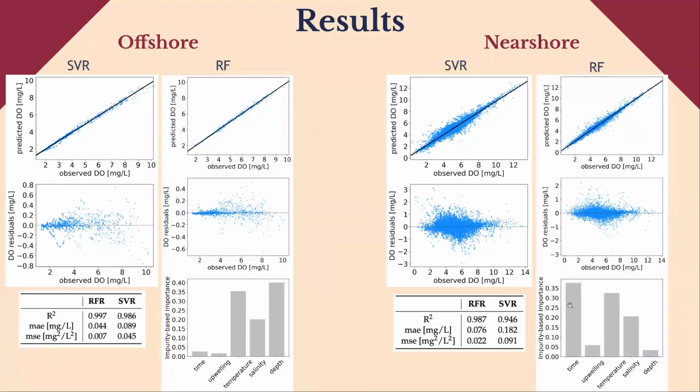But in the highly nonlinear region, which is the nearshore, although it's very hard to model usually, with our approach we can still get 0.98 and 0.94 R-squared for the estimation. And in this case, now time becomes the most important feature, followed by temperature and salinity still. But in contrast to the offshore estimation, depth is the least important now.